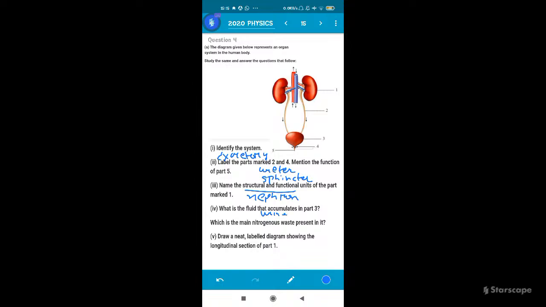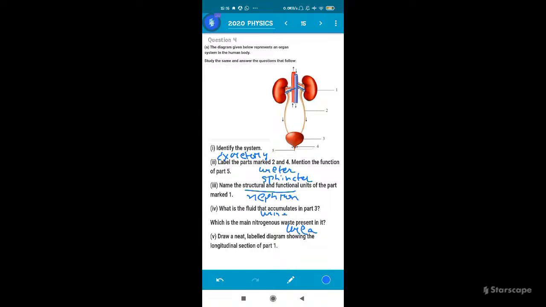Now your next question is, what is the main nitrogenous waste present in it? What is the main nitrogenous waste which is present in urine? It will be urea. And urea is a very dangerous nitrogenous waste and it has to be removed from the body. Okay, that is the role of the human excretory system.